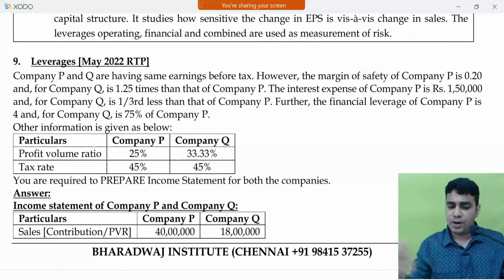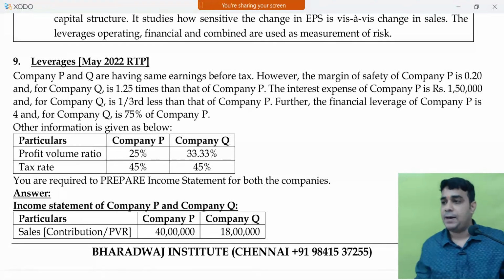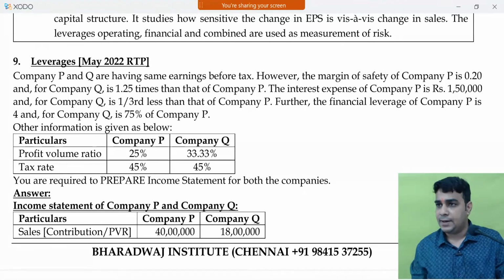Financial leverage is 4 and this is 75% less. PVR is given, tax rate is given. You are required to prepare the income statement. Let's try preparing an income statement. We'll struggle at some place.